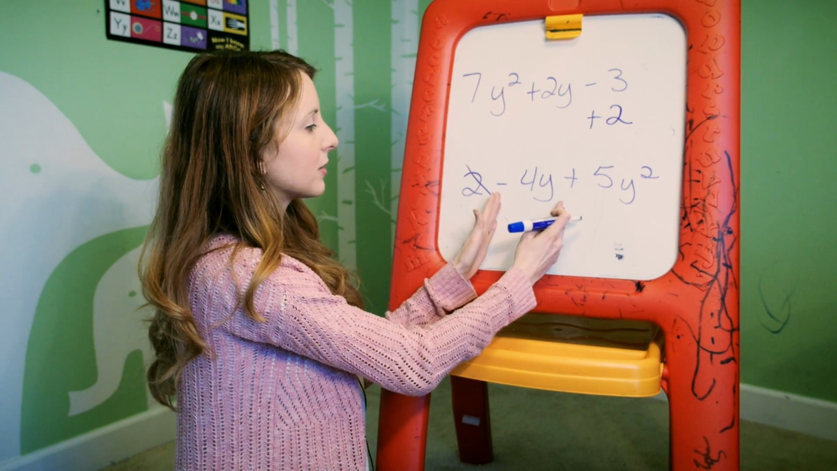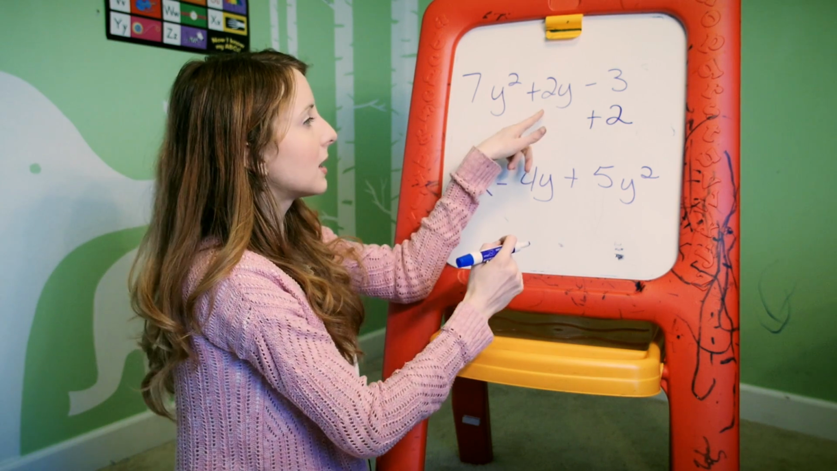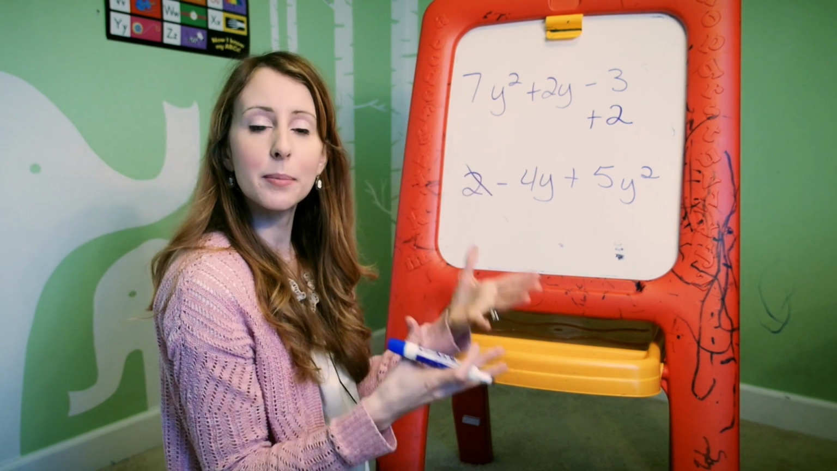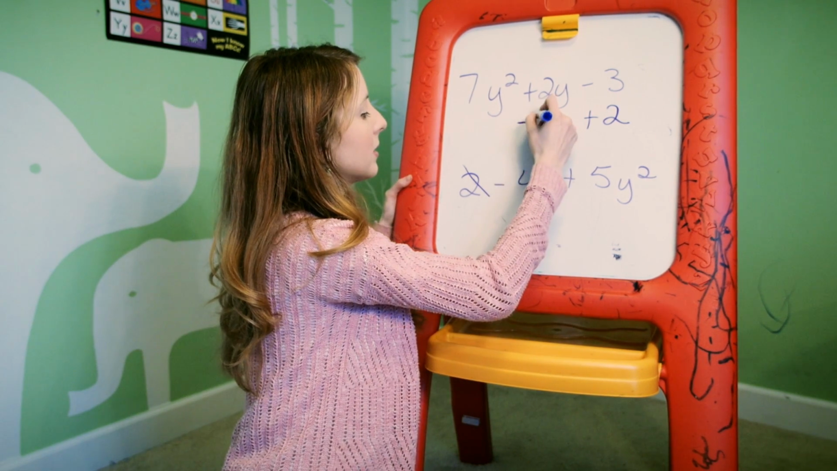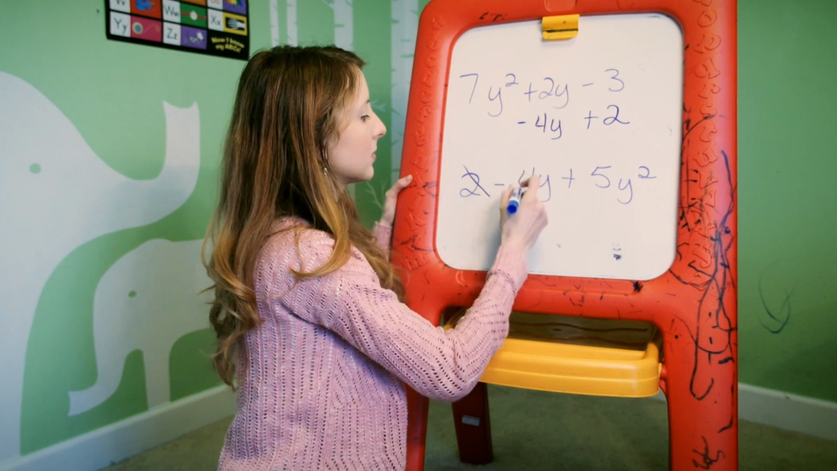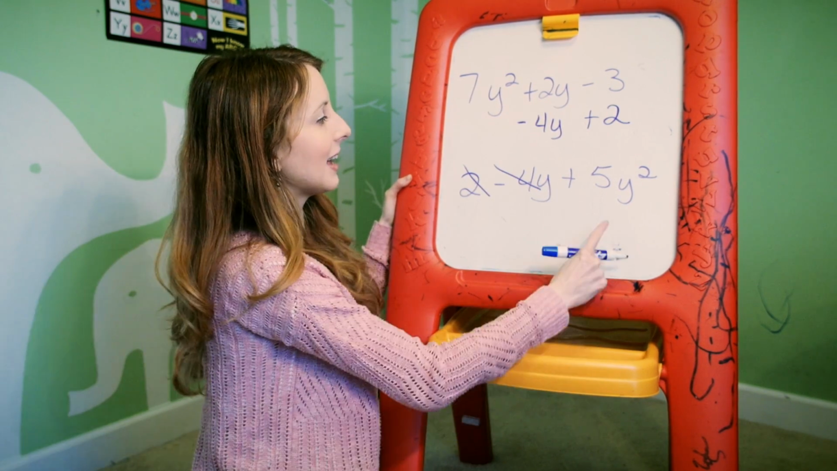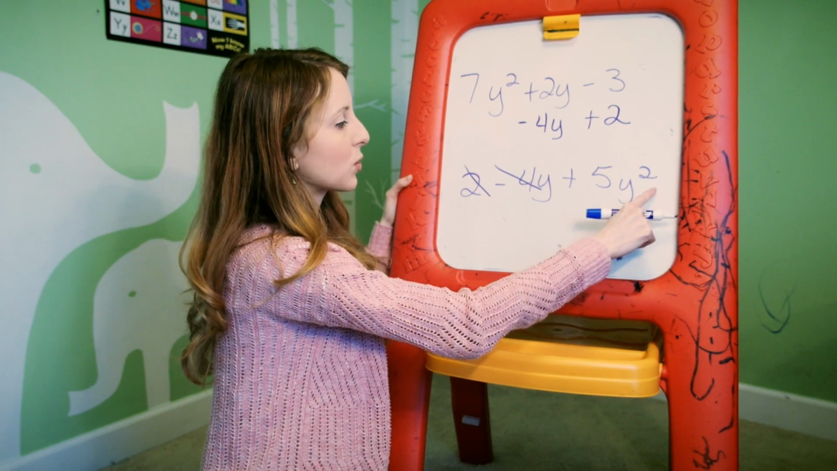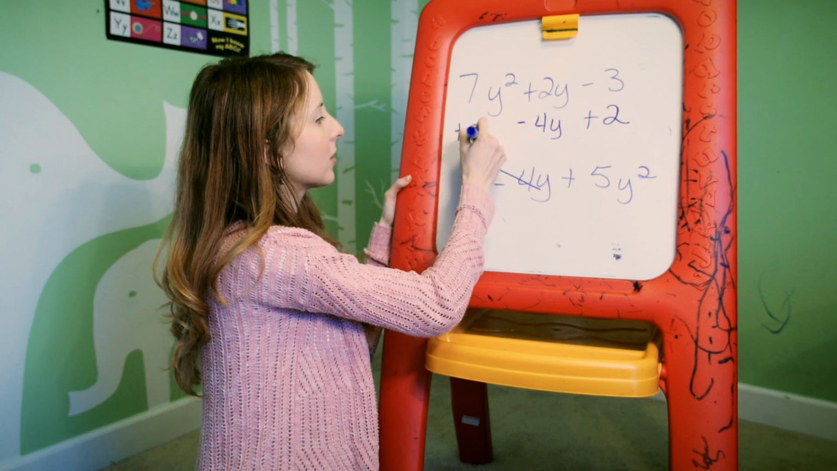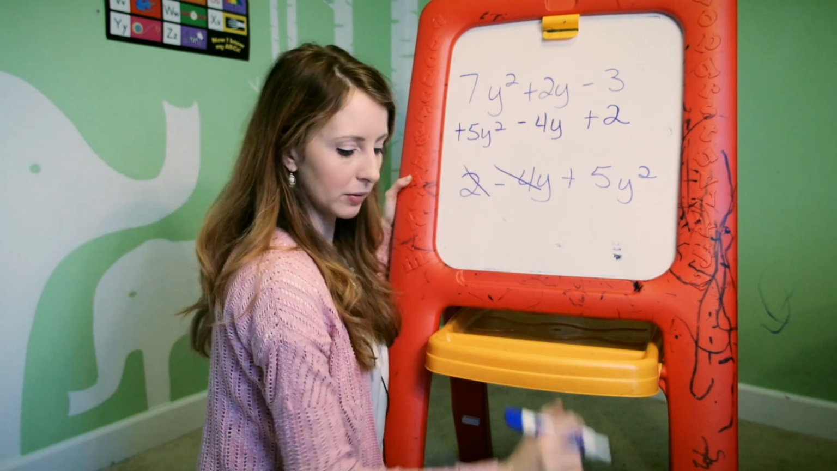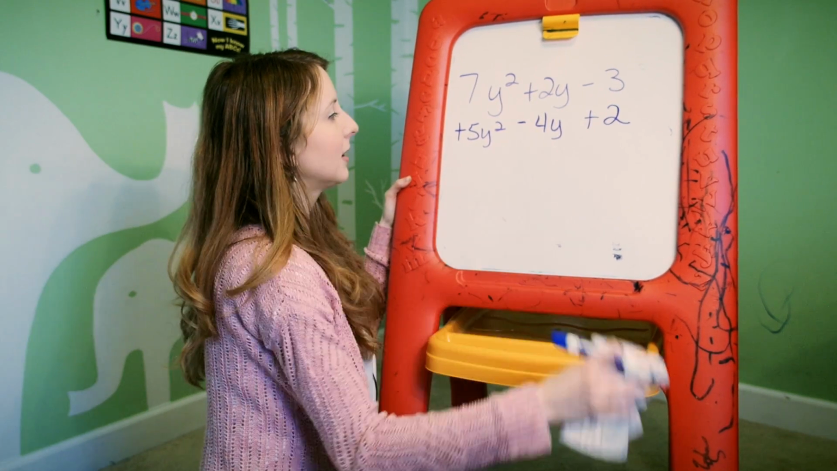Then if I look at -4y, the term that it's alike to is +2y because they're made up of the same variable to the same degree. So I'm going to put -4y here. Cross it out, so don't try to add it twice or anything like that. And then +5y squared is obviously alike to 7y squared, so I'm going to add that here.